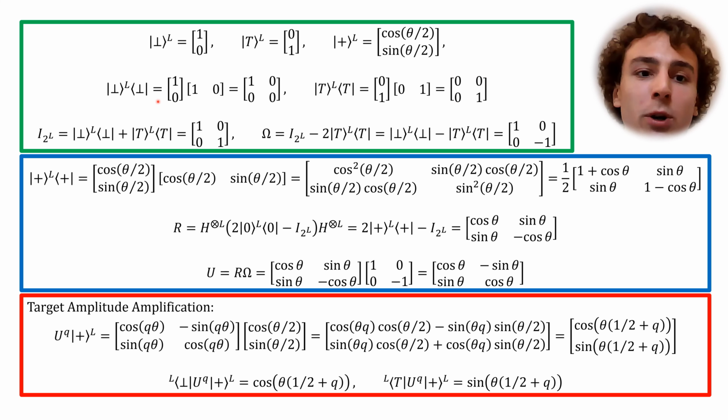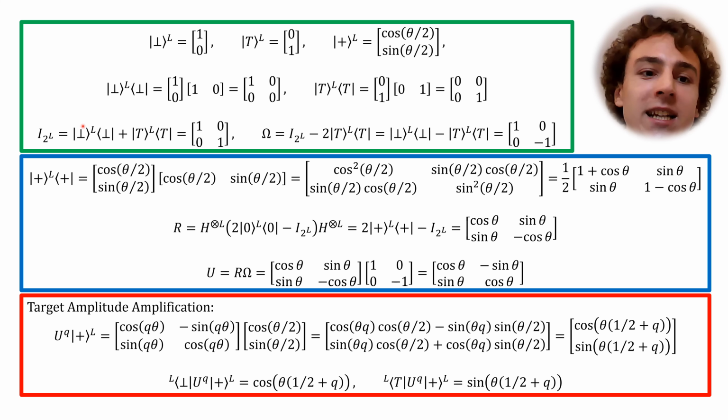We can interpret the horizontal projector as projecting onto the non-target subspace. Similarly, we can interpret the vertical projector as projecting onto the target subspace. So we can refer to the vertical projector as the target projector.